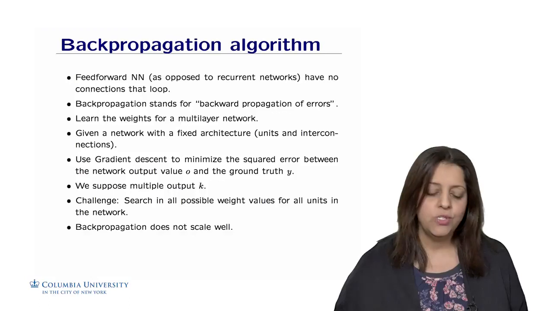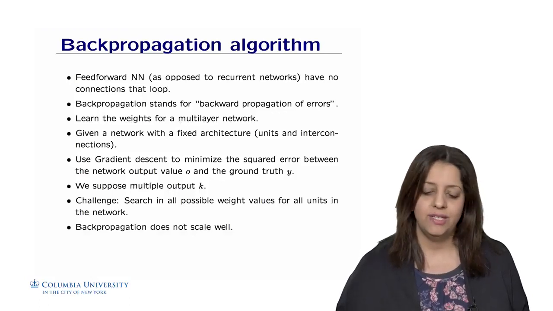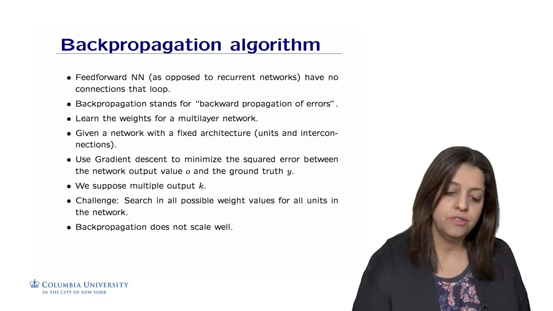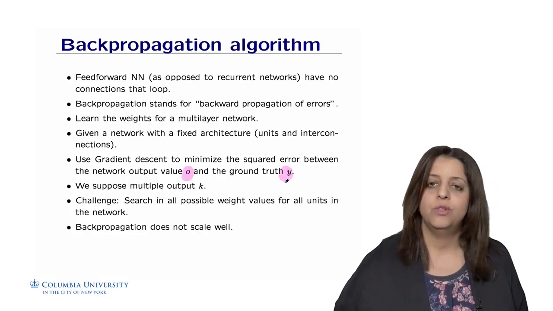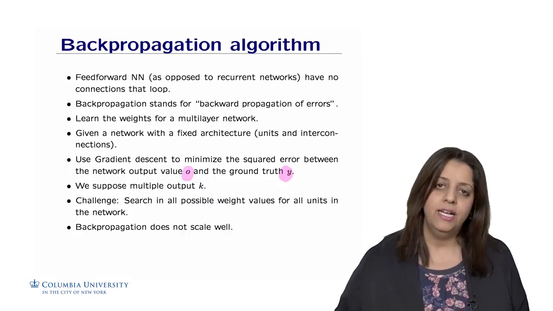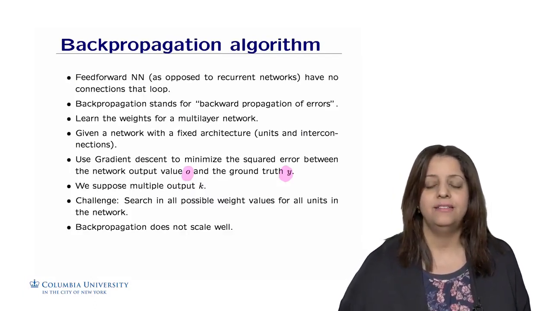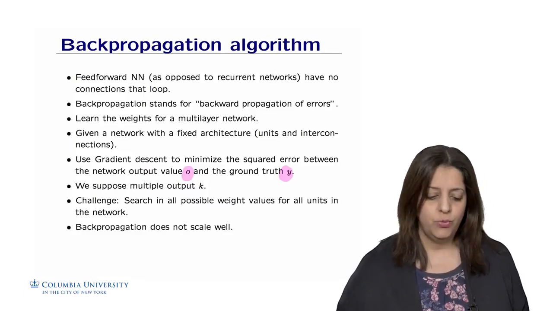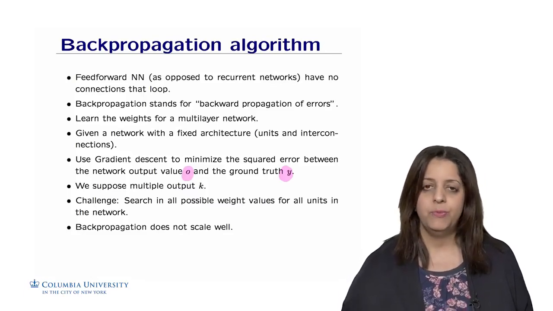So we have seen that we use gradient descent to minimize the squared error between the network output, O, and the ground truth that we have, which is Y. So we have learning data, we know the Y for the learning data, and we will contrast the Y of the learning data to the O that is output by the network. We suppose that we possibly have multiple outputs.